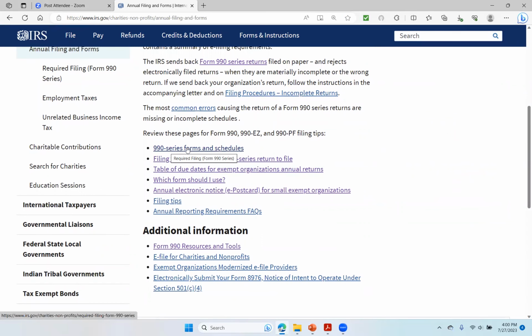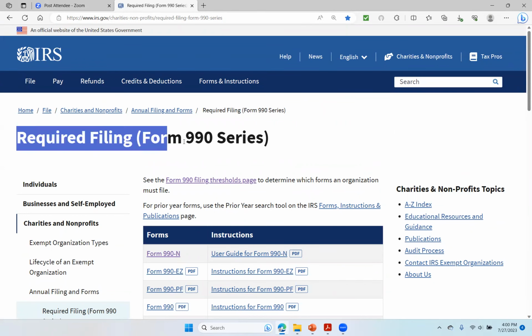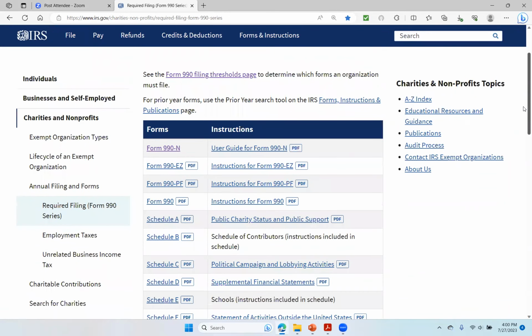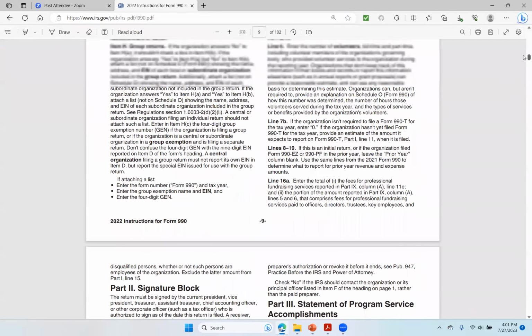990 series forms and schedules. So I click on that. And then we have required filing Form 990 series. Scroll down, and we're looking for instructions for Form 990. As you can see, there are different types of Form 990s, but I'm going to click on instructions for Form 990 because that's the Form 990 that the Black Lives Matter Global Network Foundation used. So let's click on that and just scroll up.